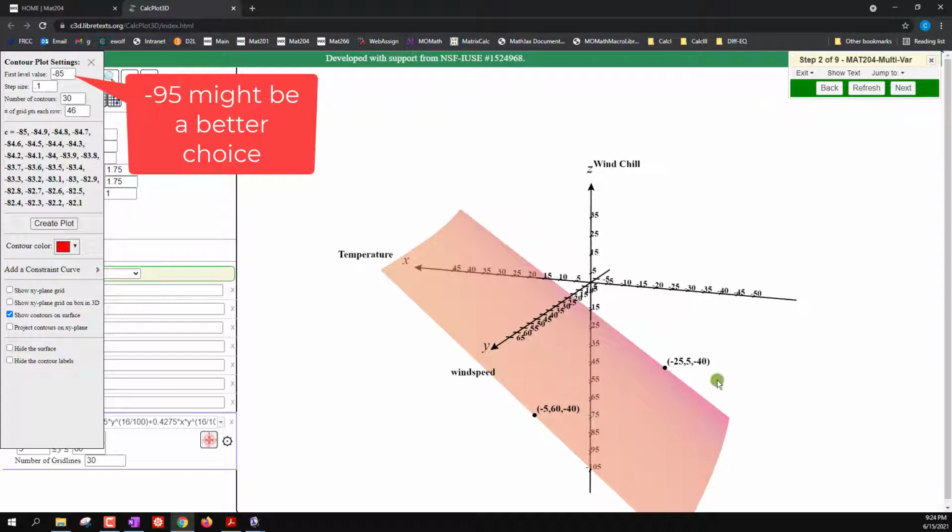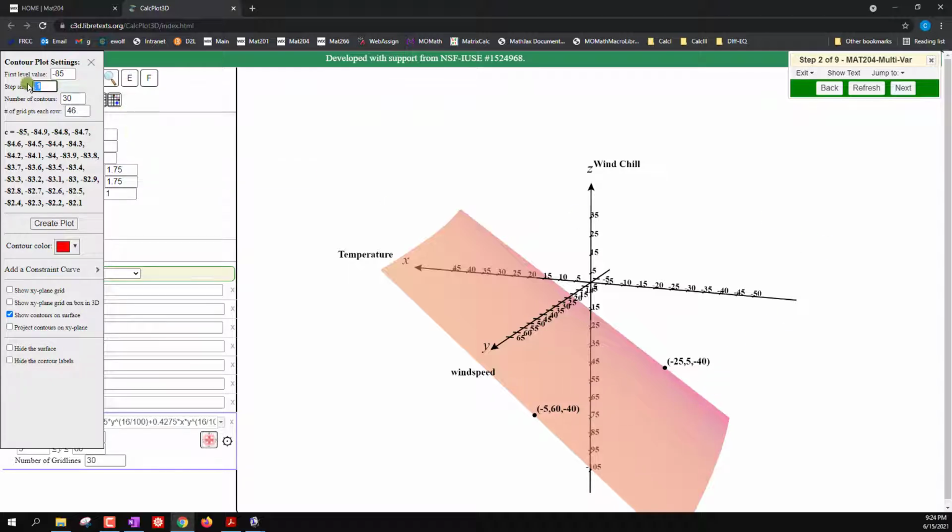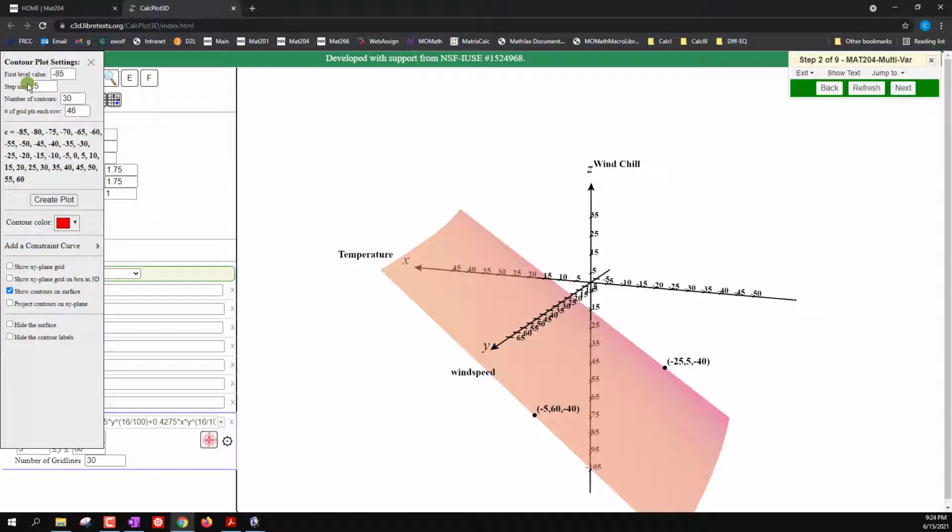And I'm going to have those wind chill values step by 5 degrees. So I'm going to change that to a 5. And I think that's probably more than I need. I could probably get away with only about say 26 of these. I think that'll be enough. Okay. So now I'm going to go ahead and hit create plot.